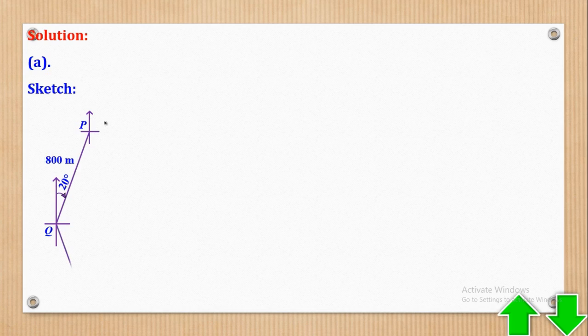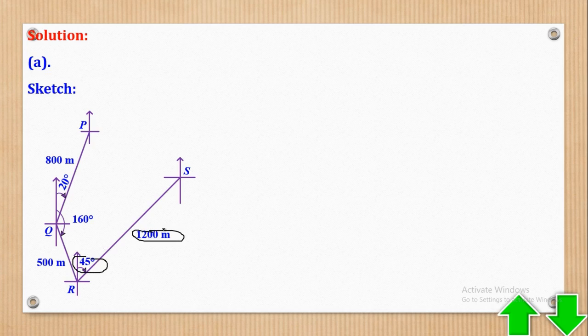Then they also talked about R, that's on a bearing of 160 degrees from Q. So this is the 160. So bearings are measured from the north. So that is 160 degrees, and this is the distance of 500. When you measure 500 meters, you reach R. Then next is point S, which is on a bearing of 45 degrees from R. So this is 45 degrees from the north, and the distance is 1200 meters.